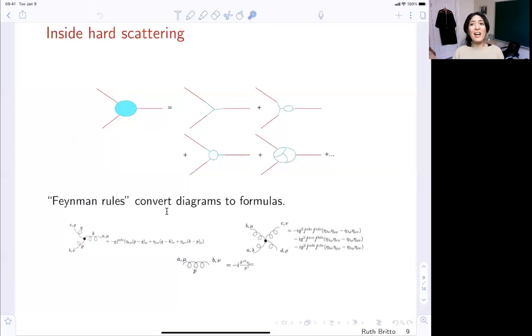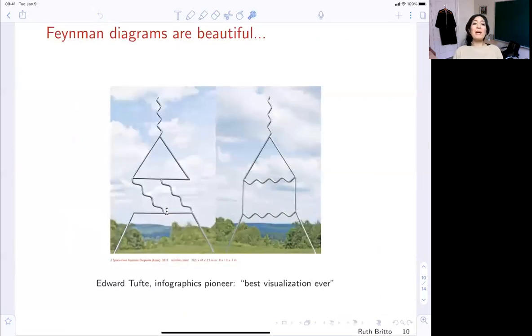Now, this technique of Feynman diagrams and Feynman rules is really great. In fact, Edward Tufte, a man who's known for his work on infographics, has called Feynman diagrams the best visualization ever, because they're simple to look at, they make calculations simpler to do, and they express a deep truth. Edward Tufte has made art installations with Feynman diagrams that are formed from stainless steel.